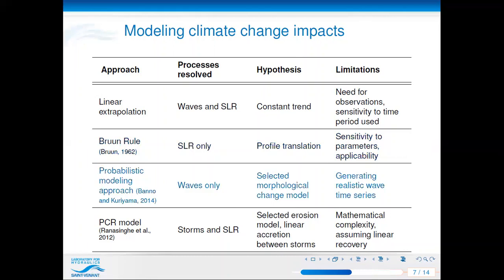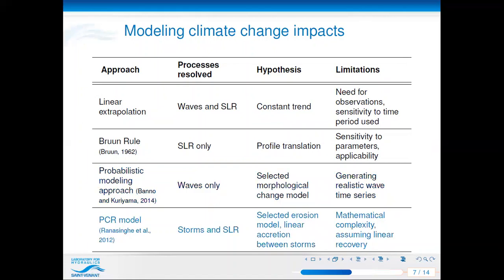A more recent approach developed by Bano and Kuriyama in 2014 was using a probabilistic modeling approach, where they're taking into account only waves, although this can be coupled, as they did, with something like the use of the Bruun rule, where you generate realistic wave time series in the future by adjusting the wave height distribution using projections from global wave models. And then you have to choose a selected morphological change model to be able to predict those changes in time.